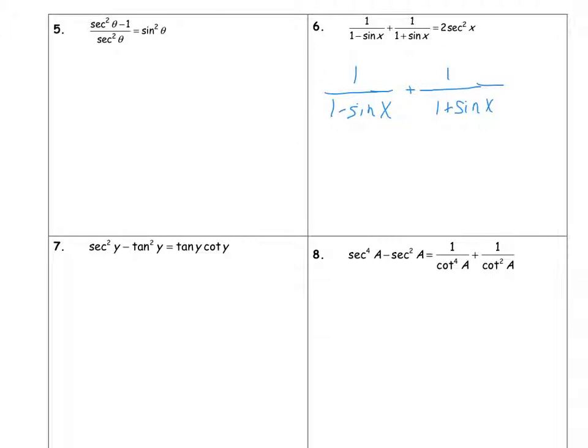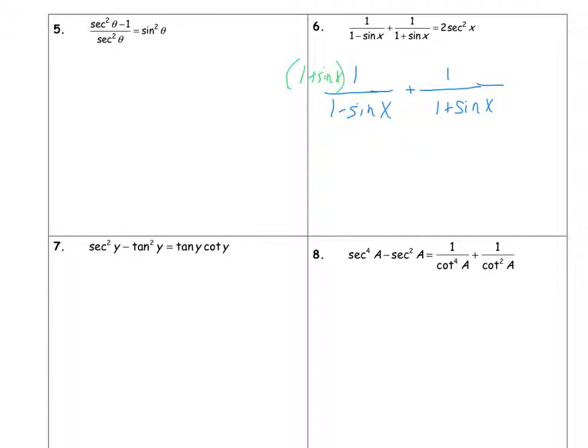Look at your 2 fractions. Your least common denominator is the quantity 1 minus sine x times 1 plus sine x. The first fraction, what is it missing? What does it need? It needs 1 plus sine x. So I'm going to multiply it by 1 plus sine x.